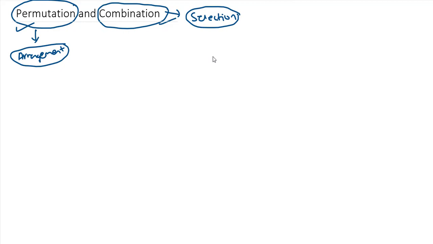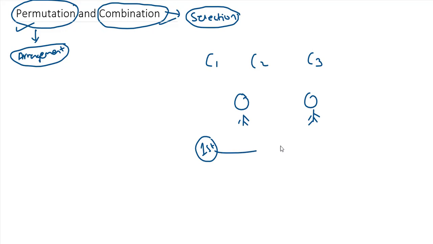Suppose there are three chocolates, let's say C1, C2 and C3, and this is you and you have another friend. And now you have to select two chocolates. The first chocolate that you select, you will give it to your friend. And the second chocolate that you select, you will eat yourself. So in how many ways can you select two chocolates out of these three?